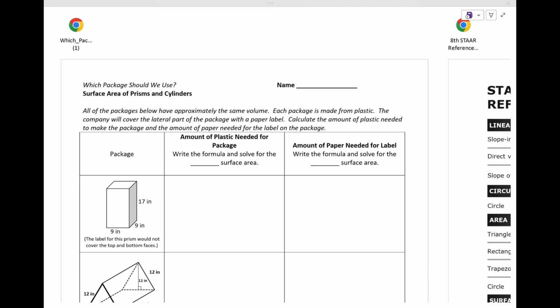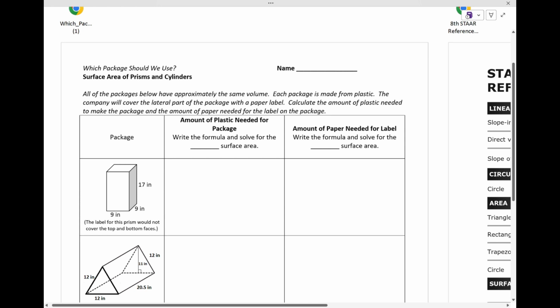Alright, this practice sheet is really just for practice. There's nothing new here, but we'll go ahead and do one example just in case you need a little bit of help. So it says here, all of the packages below have approximately the same volume. Each package is made from plastic. The company will cover the lateral part. Remember, the word lateral means sides.